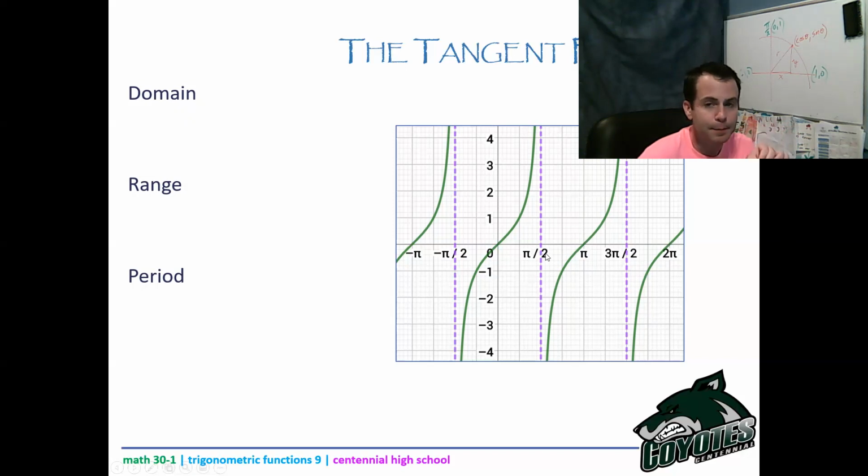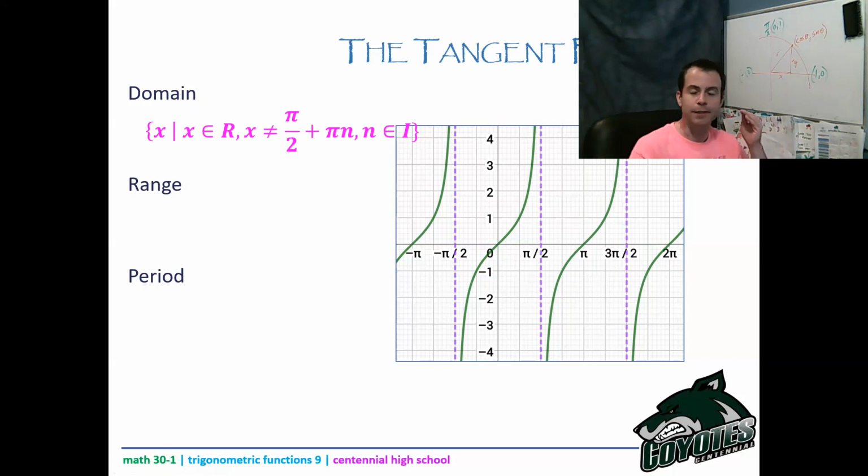We're going to say x can't be pi over 2 plus the period. So we say x can't be pi over 2 plus pi n, where n is a member of the integers. Okay, so x is a member of the reals, but it can't be pi over 2 plus pi n, where n is a member of the integers. Okay, for the range, in sine and cosine, we actually had a specific minimum and a specific maximum. We don't actually have that for tan because it's going to shoot down to negative infinity and shoot up to positive infinity. So we actually have y as a member of the reals for the range.